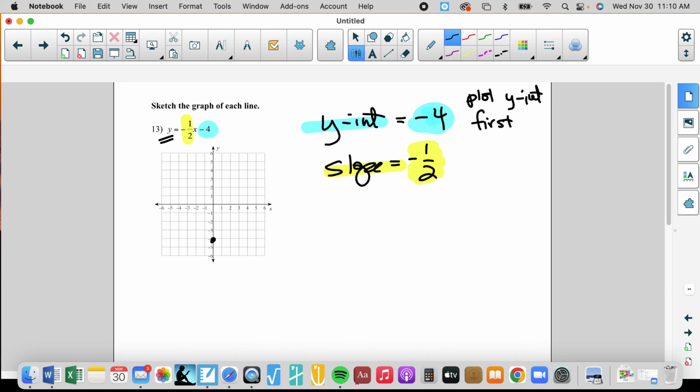Now I'm going to use the slope. Notice that the negative is right in between. It's not in the numerator. It's not in the denominator. So I can either put it in the numerator or I can put it in the denominator.